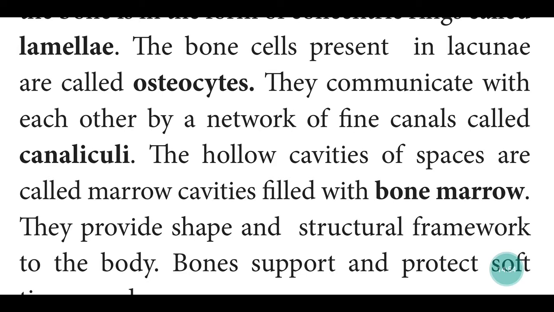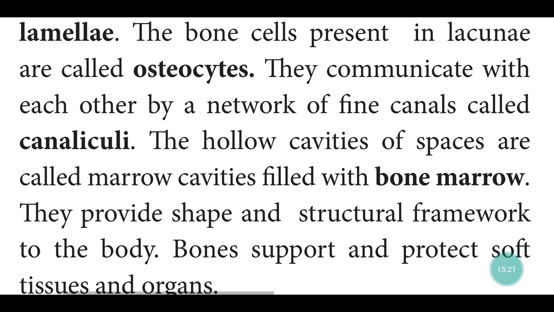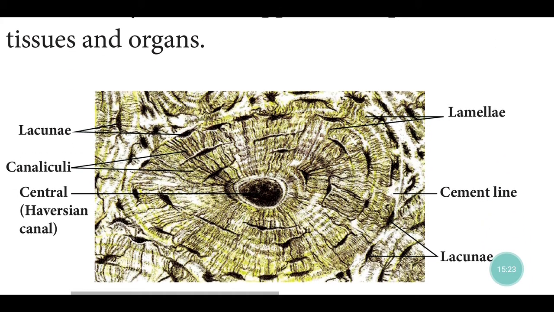Marrow, what is marrow? Red marrow, yellow marrow, like that, some juice-like fluid is there inside the bone. When you purchase mutton and eat that bone, if you suck it, there will be some fluid, that is marrow. This marrow produces the blood cells. The cavity is filled with bone marrow. Bone provides shape and structural framework to the body. Bones support and protect soft tissues and organs.